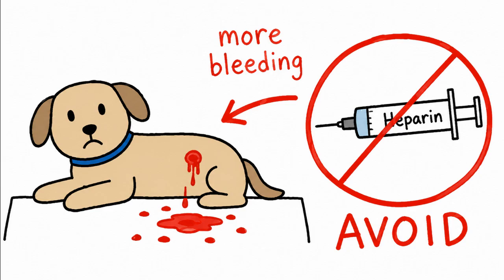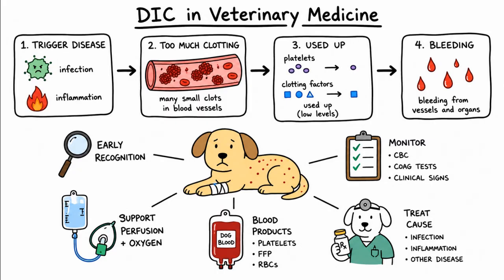The major takeaway is that DIC is uncontrolled activation of the normal coagulation cascade followed by consumption of the platelets and factors needed to stop bleeding. Survival depends on recognizing the condition early, monitoring how it changes over time, supporting perfusion and oxygen delivery, replacing blood components when indicated, and rapidly treating the disease that triggered it.